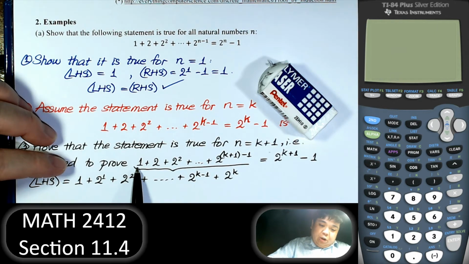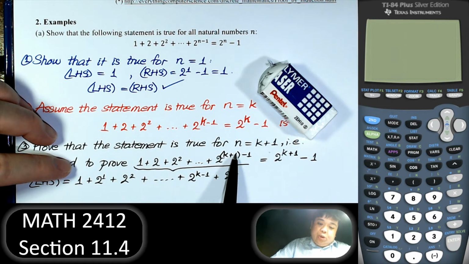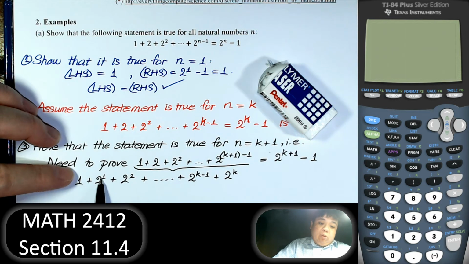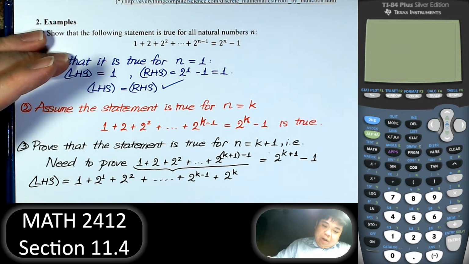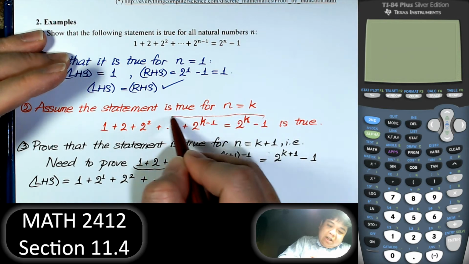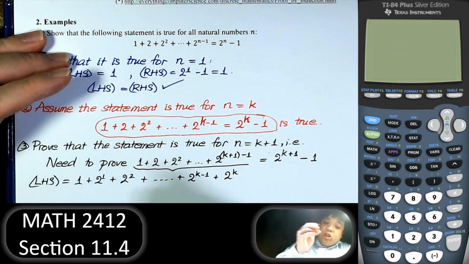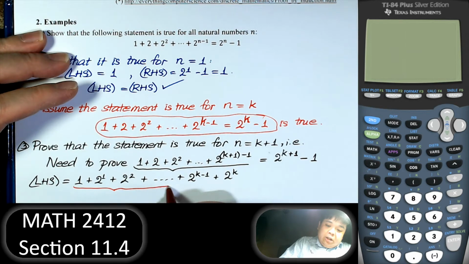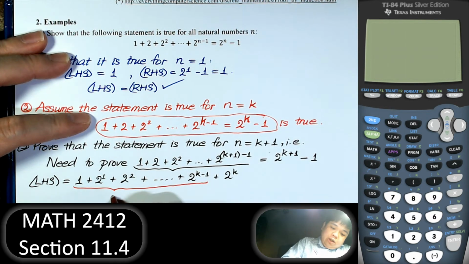Because in order to write this 2 to the k, we have to go from 1 to the k minus 1 and then to the k. But what we have is this statement that is true, we assume it's true, which gives us 2 to the k minus 1.